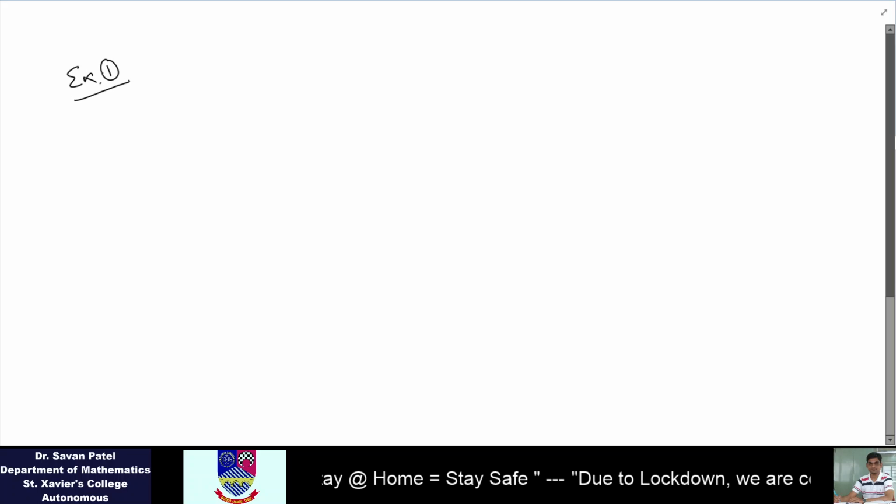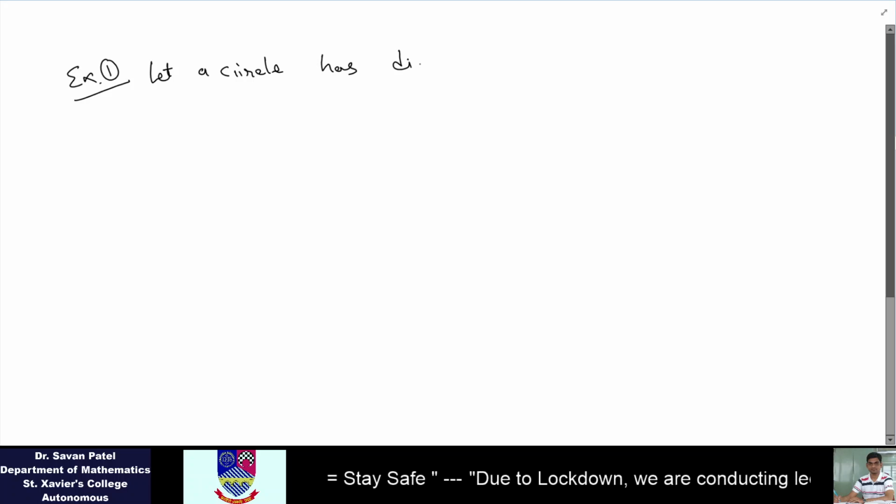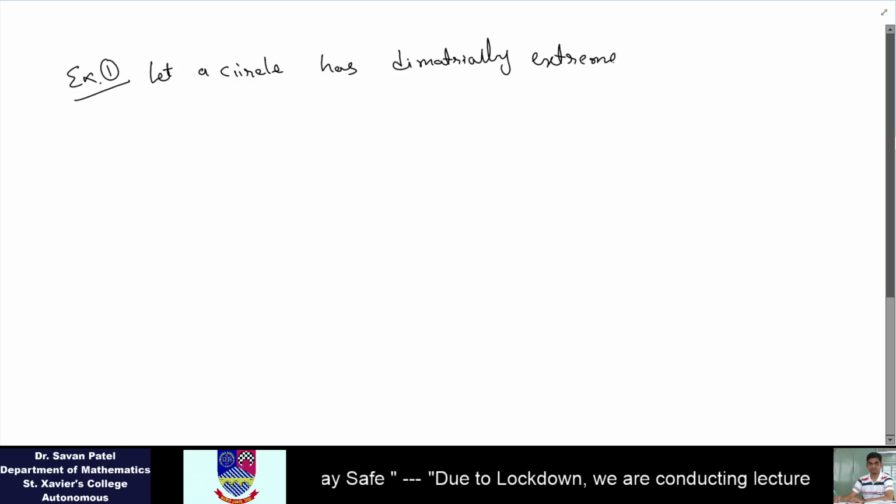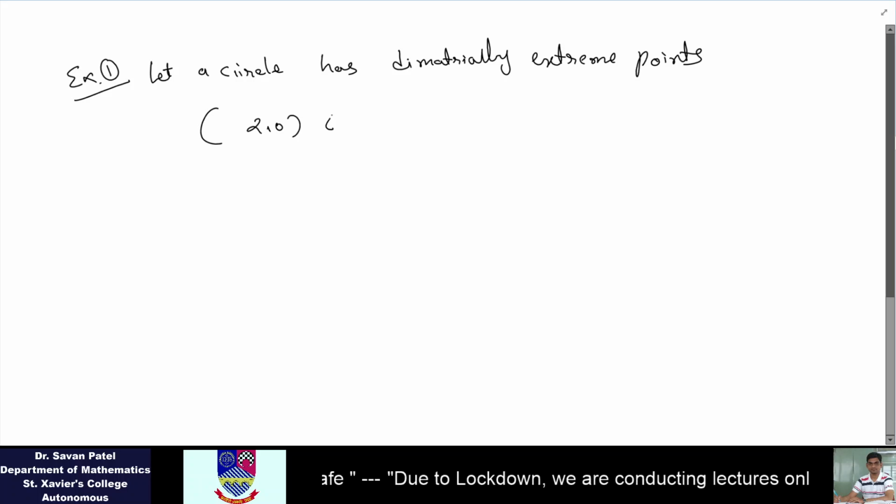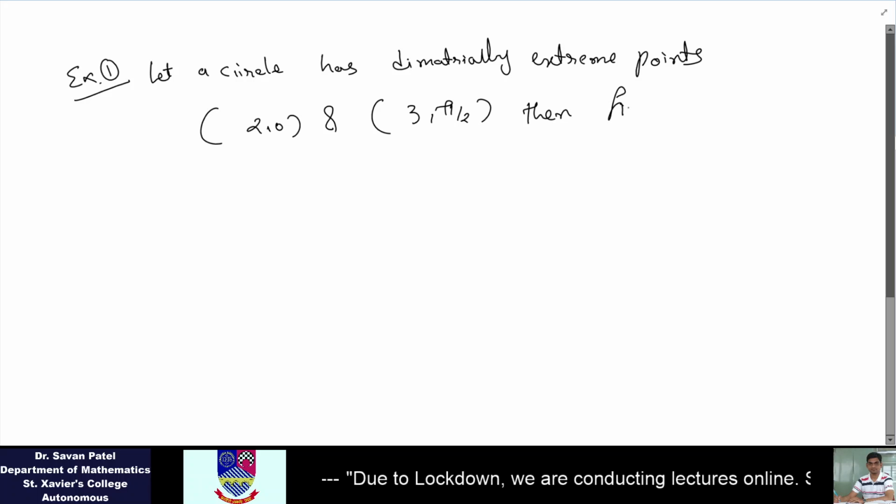So using these two results, in this practical session we will solve several examples. Our first example of today continues the previous practical, but without the previous numbers. Let a circle have diametrically extreme points given as 2, 0 and 3, 3 pi by 2. Then find its polar equation.